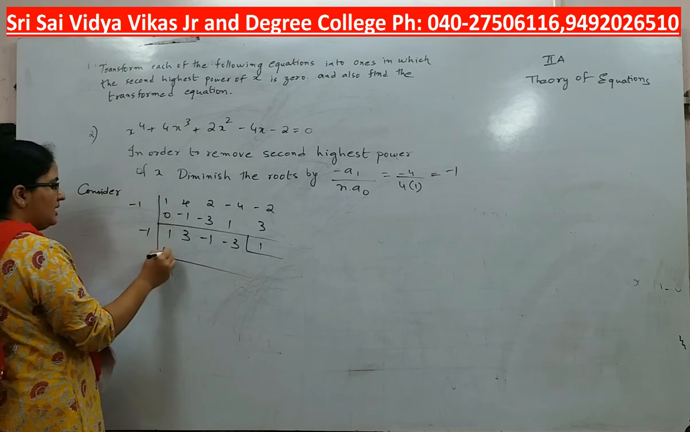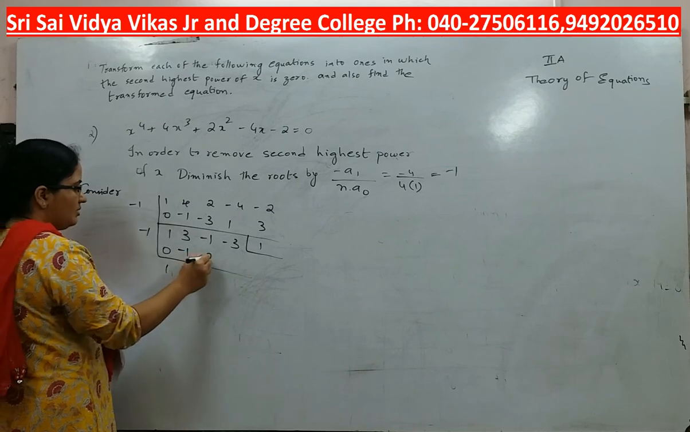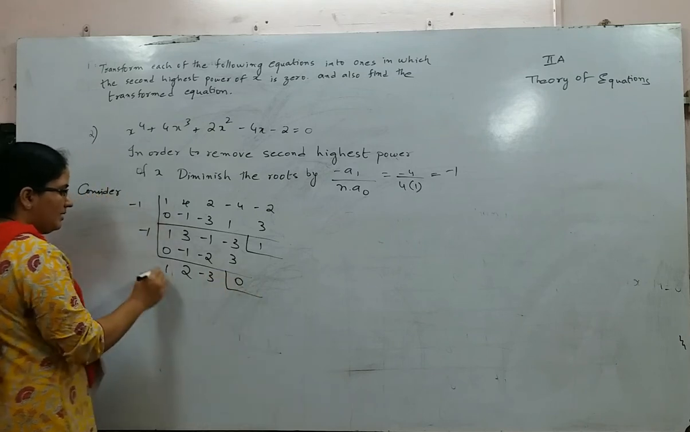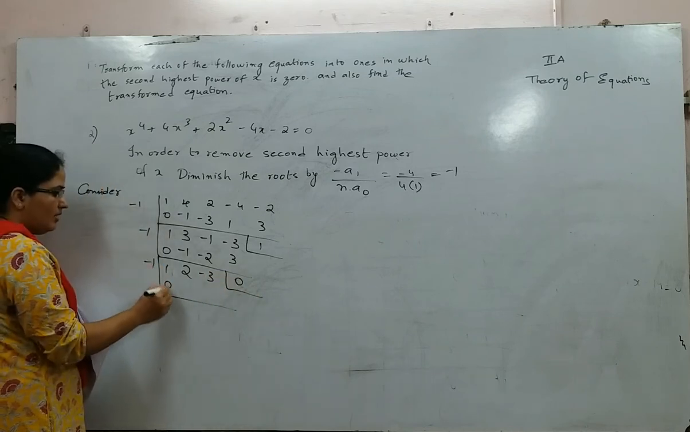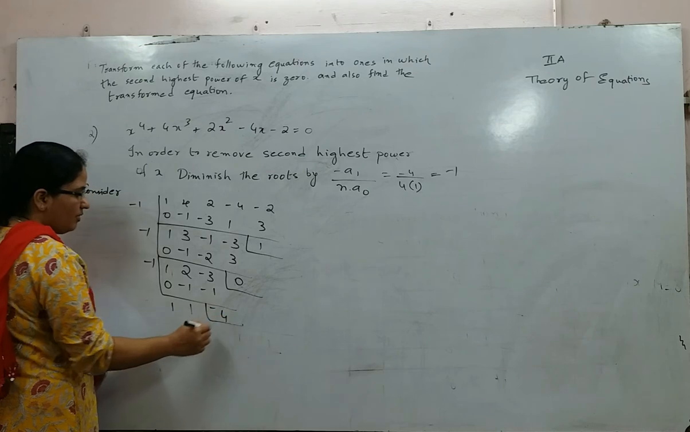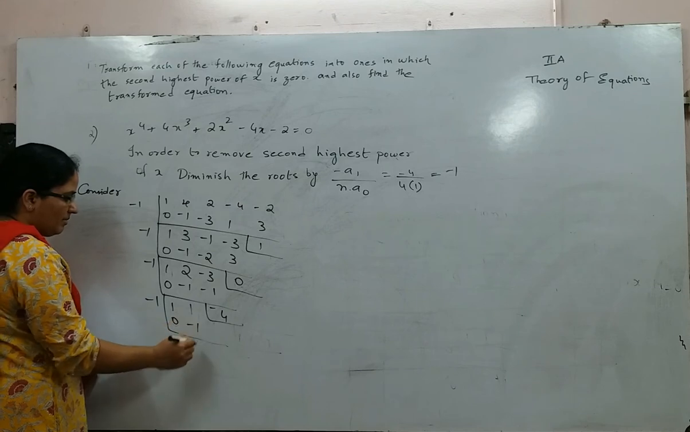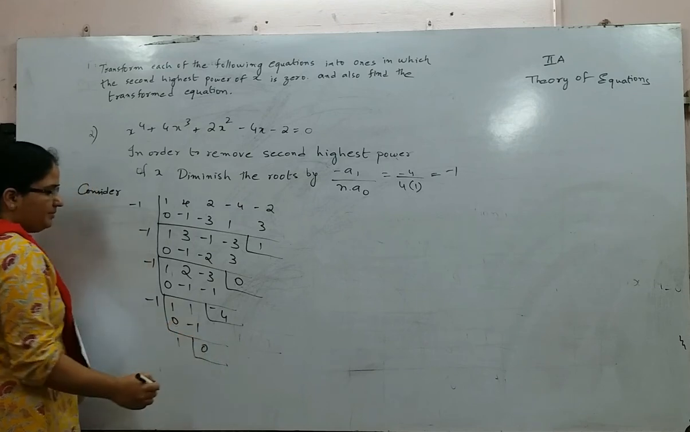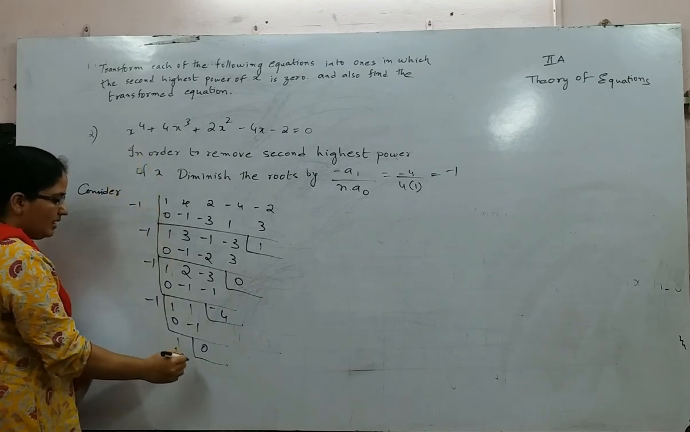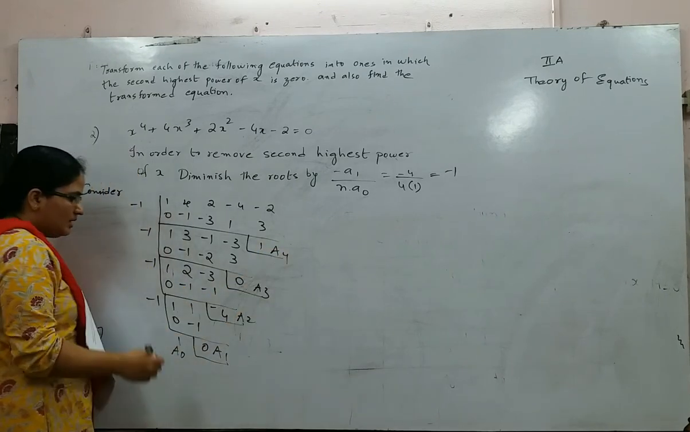Next again minus 1, 0, 1. Minus 1 into 1, minus 1. 3 minus 1, 2. Minus 1 into 2, minus 2. You get minus 3. Minus 1 into 3, minus 3. You have 0 here. Minus 1, 0, 1, minus 1, 1, this is minus 1, which is minus 4. Again take minus 1. Minus 1, 0, 1. Minus 1 into 1, minus 1, 0. So here what is the highest term? X power 4. So a0, a1, a2, a3, a4.